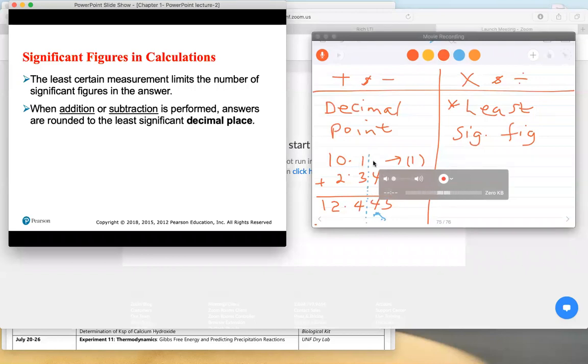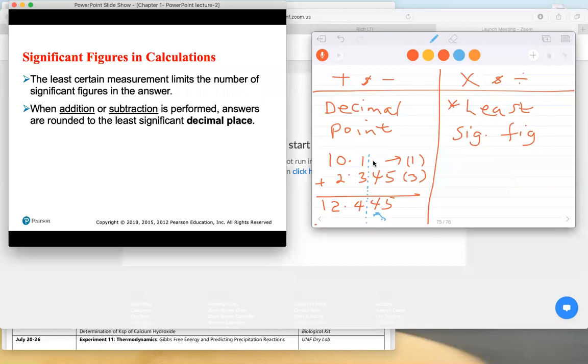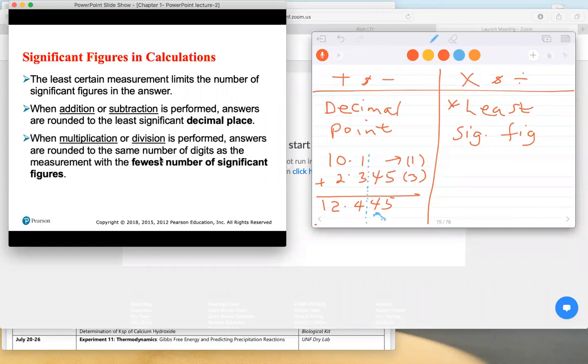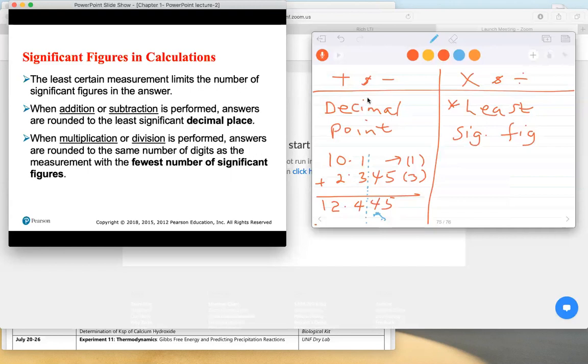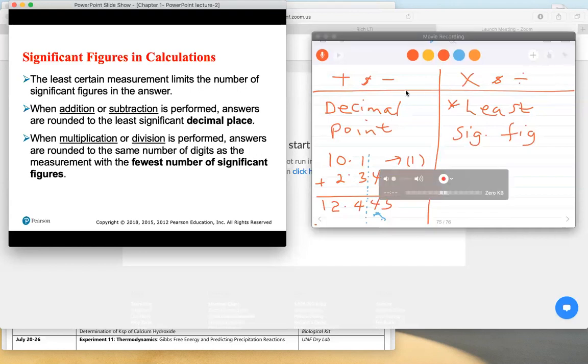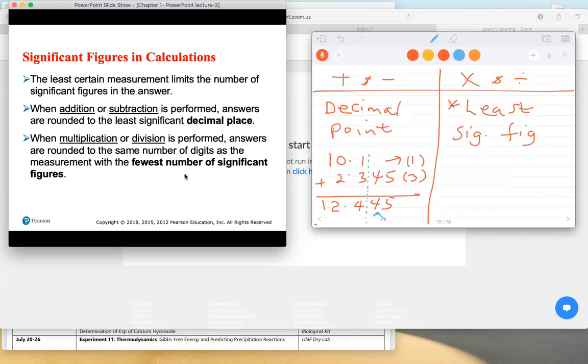You do the same thing for subtraction. So subtraction and addition goes hand in hand. That's how you carry calculation with significant figures. For multiplication, you look at the fewer or least. What I've written here is least significant digits. Multiplication and division right here, you look at the fewer number of significant digits.